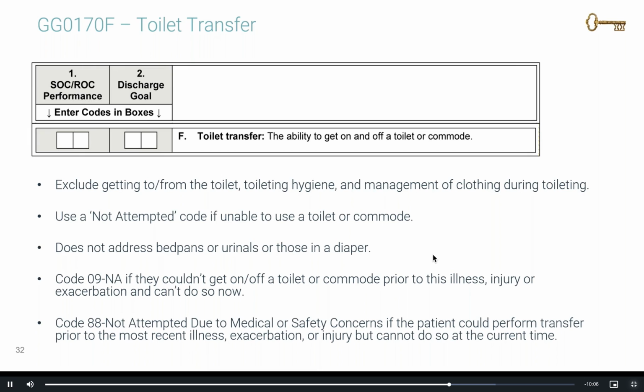So code 909, not applicable, that's what I want to use if they couldn't get on and off of a toilet or commode before they had this illness, injury, or exacerbation, and they still can't do it now. Whereas 88 is going to apply if I've got someone who could do that previously, but now they can't because of their illness, injury, or exacerbation. So it's a difference of what could you do before that changes how you would answer if you're using one of those not performed codes.